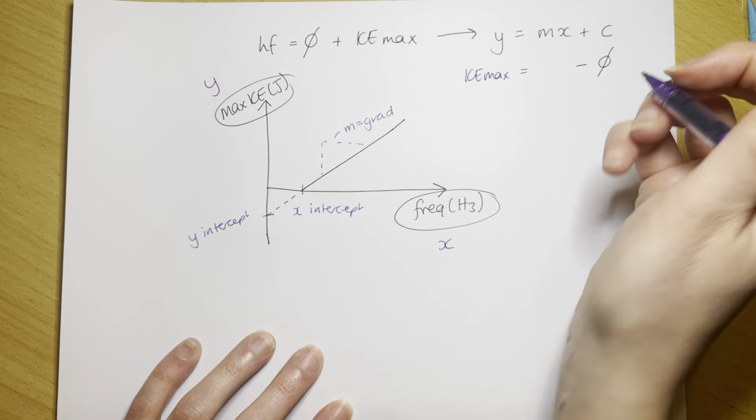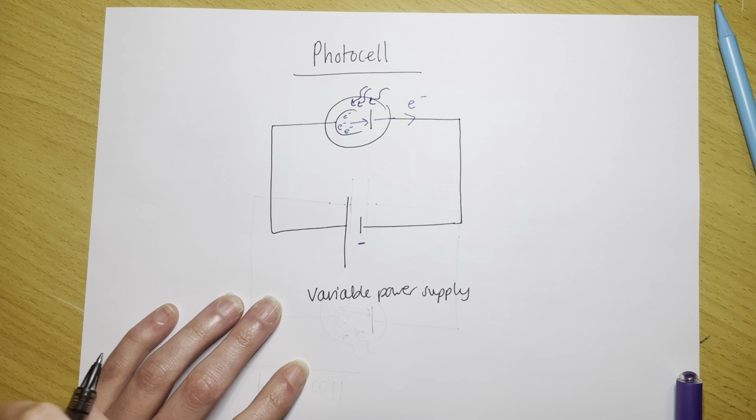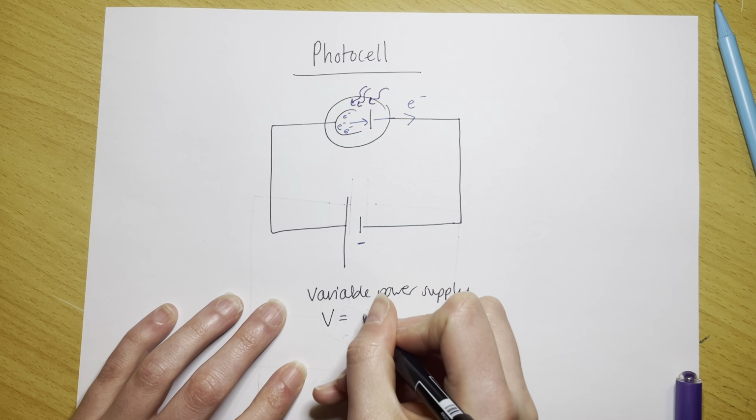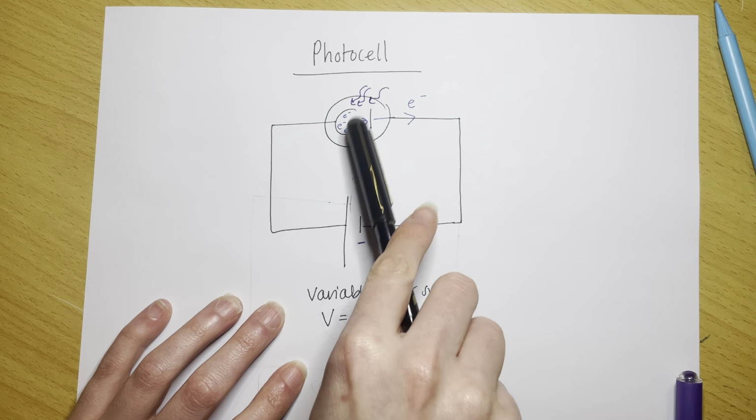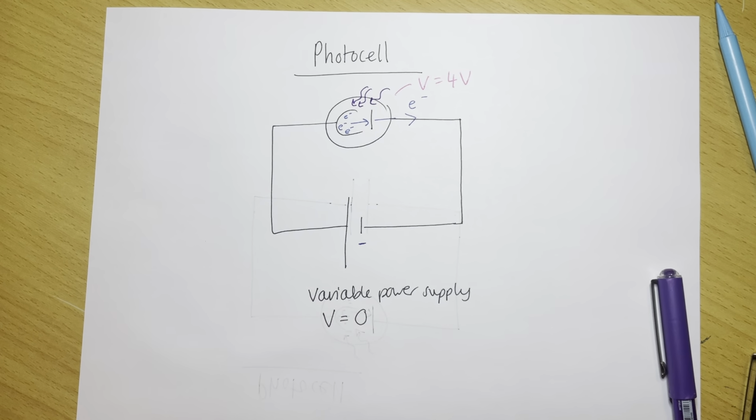Okay, so the electrons are traveling this way around the cell, but then they get to here, and this is the negative terminal of the cell. So this negative terminal of the cell is going to push them backwards. Now, I'm going to make this into a variable power supply. That's like a power pack, okay? And I'm going to start off with this variable power supply having 0 voltage. And I'm going to say that this photocell has a voltage of, let's say, 4 volts.